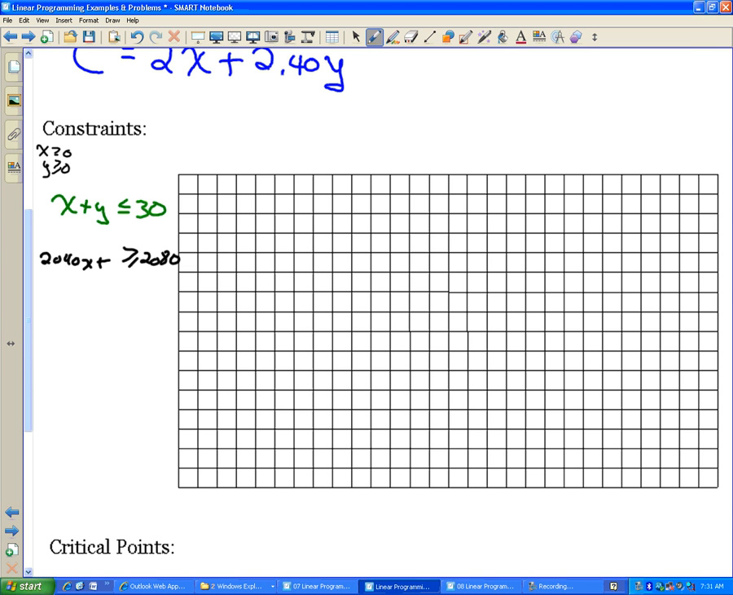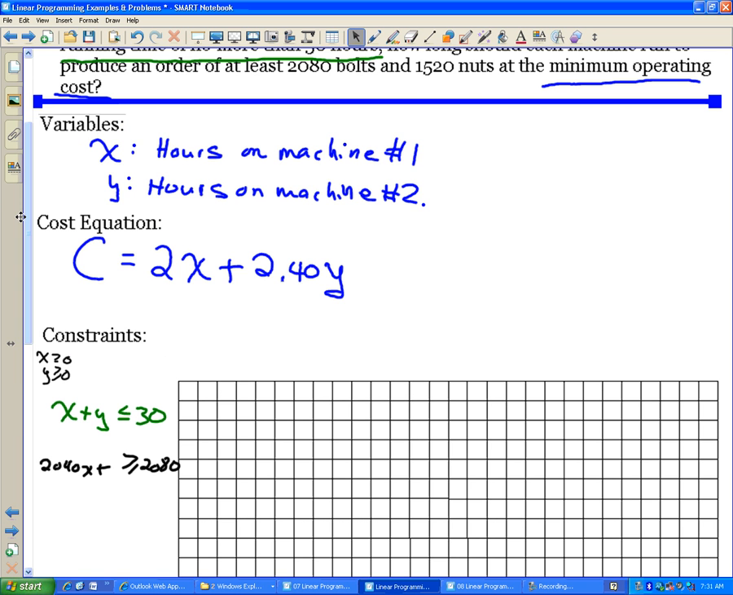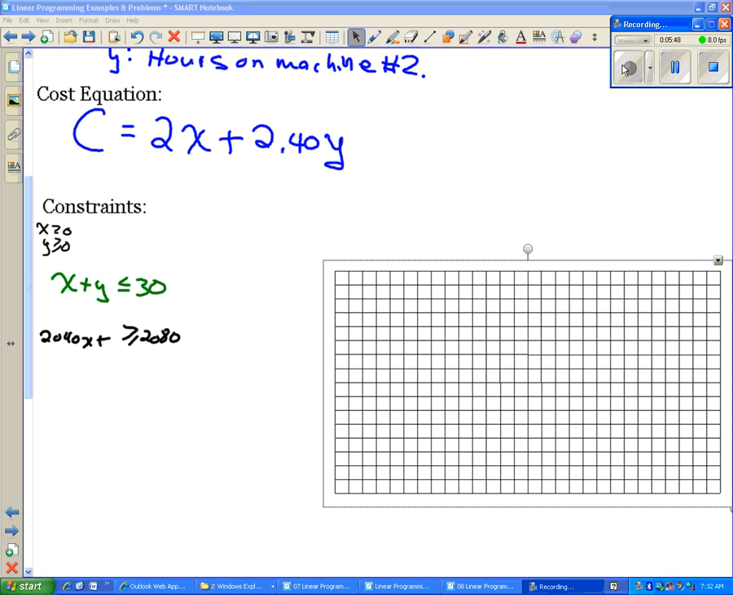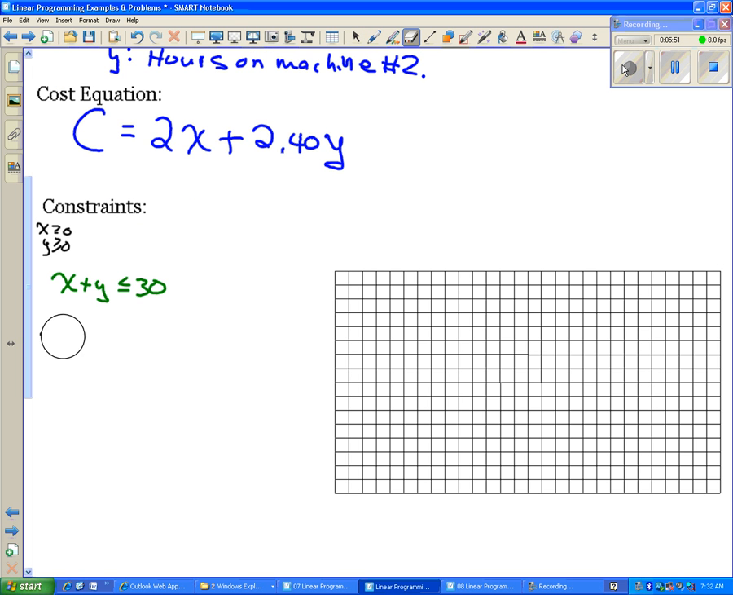So I'm going to have 240x plus, hold the phone. I'm going to change up my graph, so just give me a second. I'm going to go ahead and pause this. And so I went ahead and gave myself some more room so that I can write this out a little better. So again, I want to have at least 2080 bolts, so I can have more than that. Machine 1 had 240 in 1 hour. Machine 2, we said, could have 160 in 1 hour. So that's the constraint for the bolts. I have the constraint for the time in green, and I have the constraint for the bolts in red.